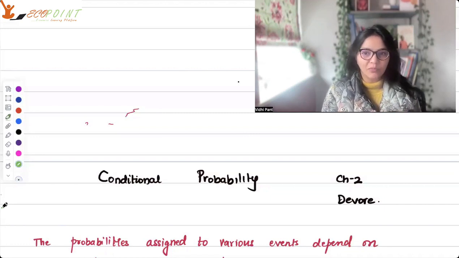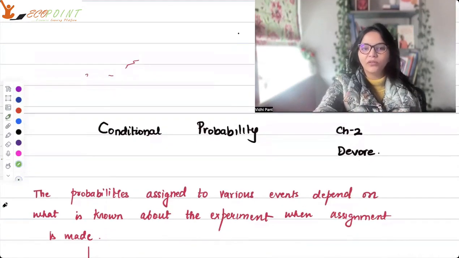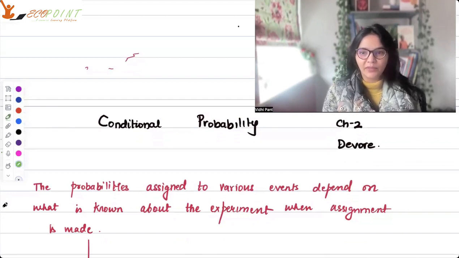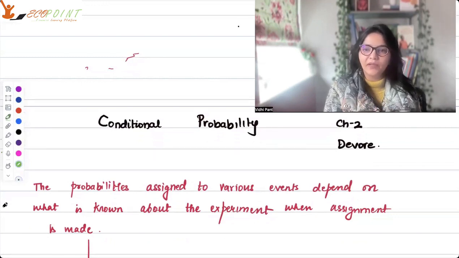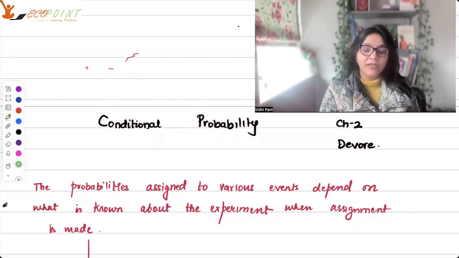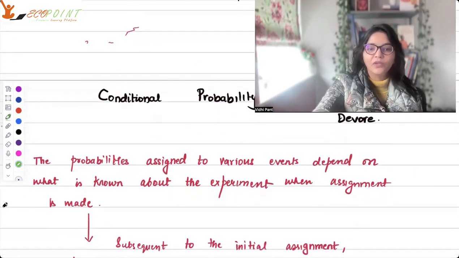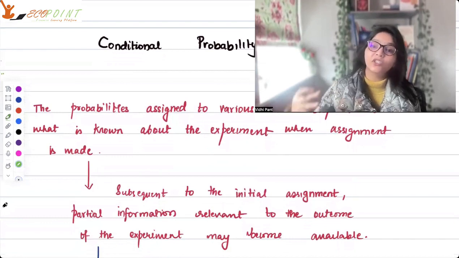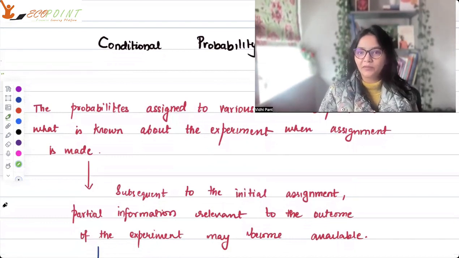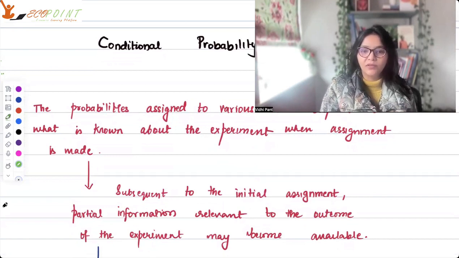When you are assigning probabilities, what does it depend on? It depends on whatever you know in the experiment, right? So the probabilities assigned to various events really depend on what is known about the experiment when the assignment is being done. Now, in the process, say you get some additional information in your experiment subsequent to the initial assignment, some partial information, but which is relevant to the outcome of the experiment may become available to you.